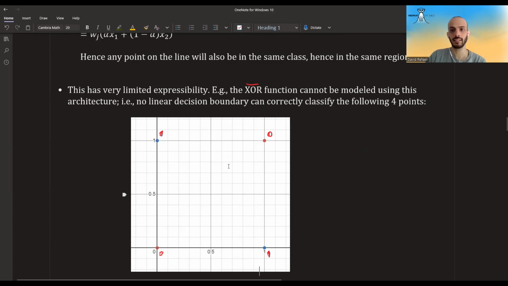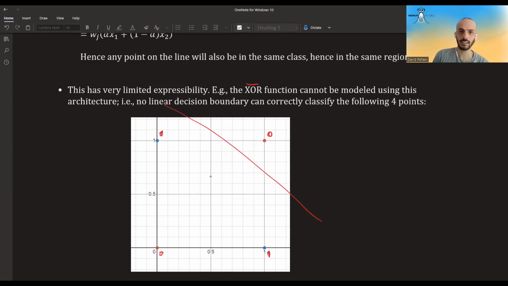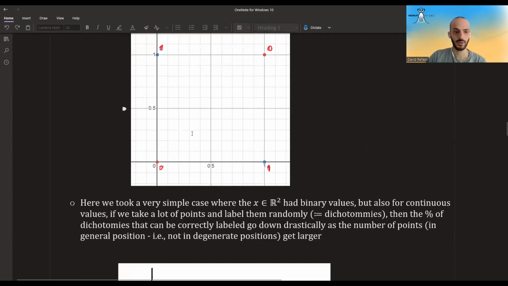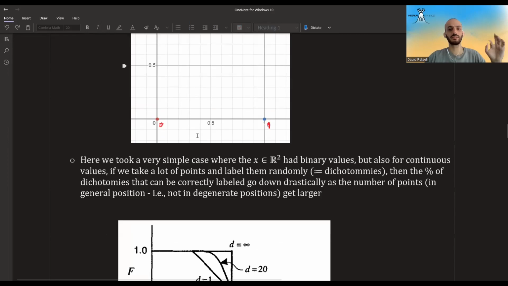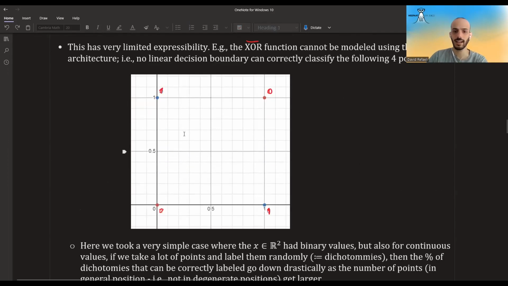This cannot be modeled using any linear architecture. No linear line that you can pass can correctly classify these 4 points. If you say everything here is 1, you are mistaken on this point, right? Because this is 0. And no matter which linear line you put, you won't be able to correctly classify all 4 points.